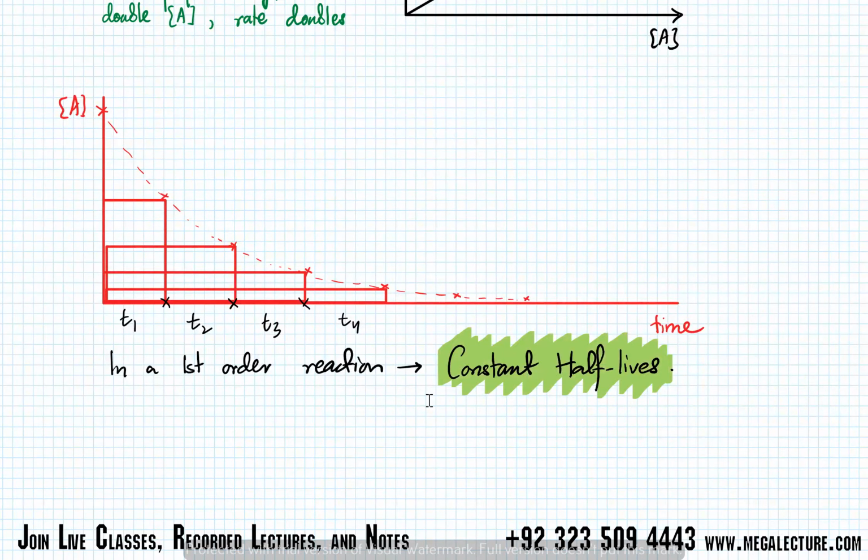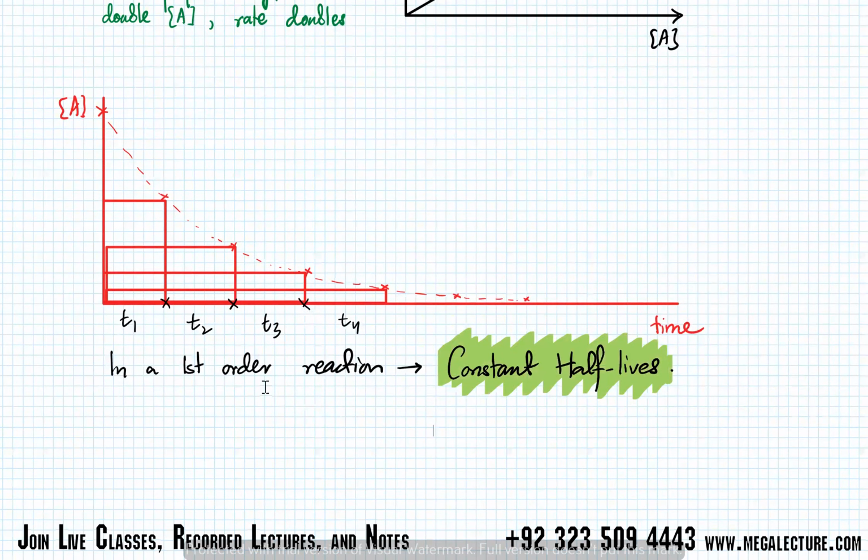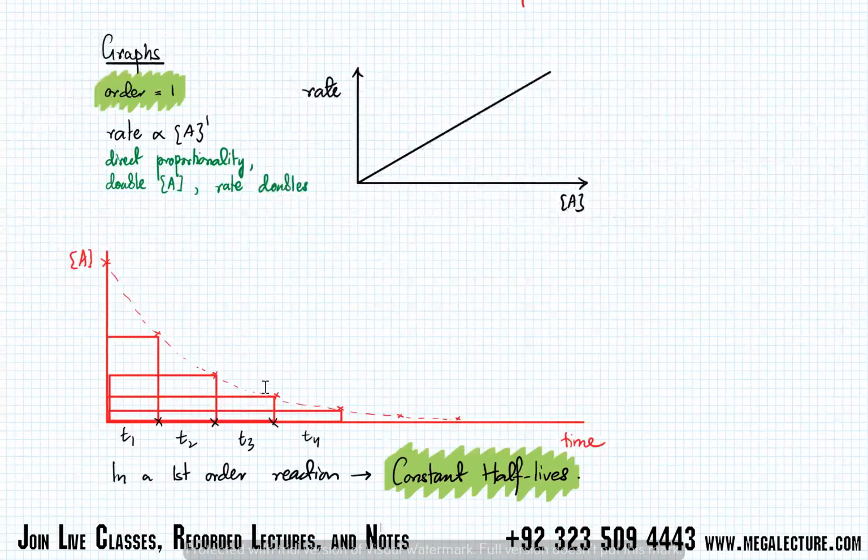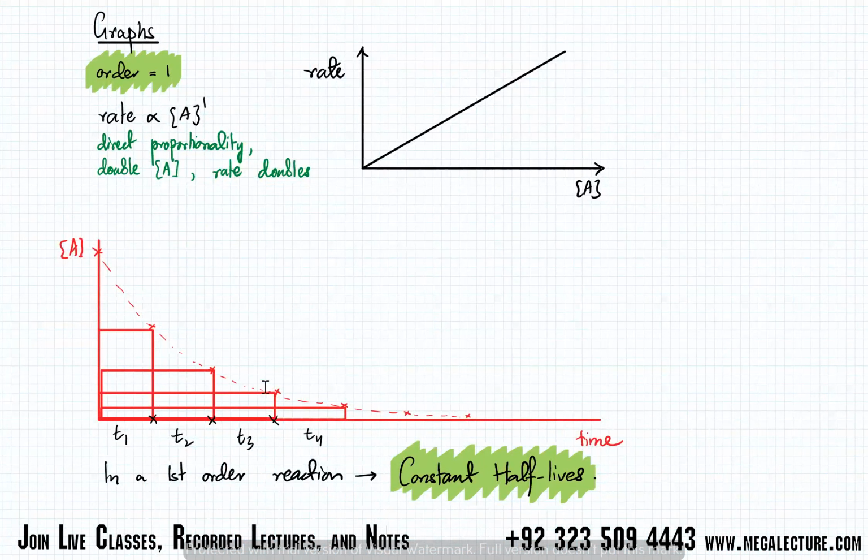Is this clear? Is this concept clear? Both graphs for order 1. Is this clear? Yes, sir. So that's order 1. That's it.